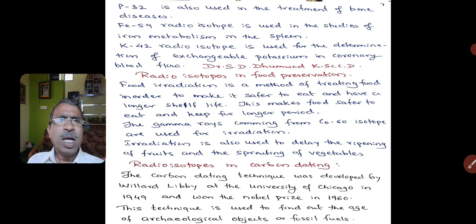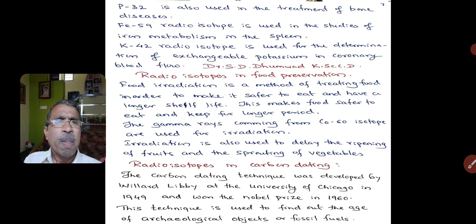Coming to the radioisotopes in food preservation. Food irradiation is a method of treating food in order to make it safer to eat and have a longer shelf life. This makes food safer to eat and keep for a longer period. The gamma rays coming from cobalt 60 isotope are used for irradiation. Irradiation is also used to delay the ripening of fruits and sprouting of vegetables.